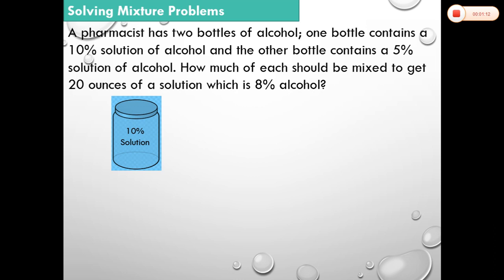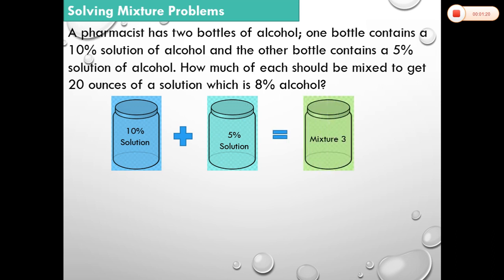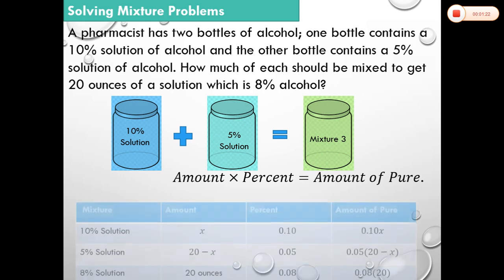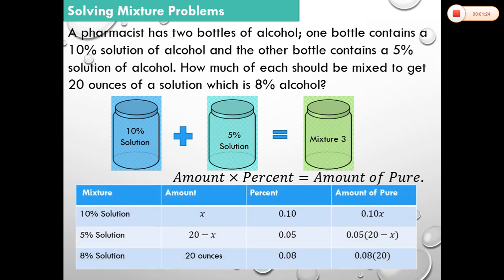The first bottle contains 10% solution, added to the second bottle, which has 5% solution, to obtain the third mixture, which is 8% alcohol. So the table shows for a mixture of 10%, we denote an amount x. Since we need 20 ounces, the 5% solution should have 20 minus x as an amount. So the percent given is 0.10 for the 10% solution and 0.05 for the 5% solution.